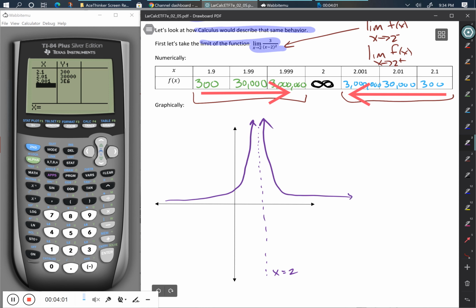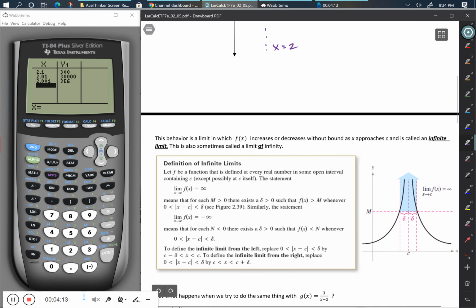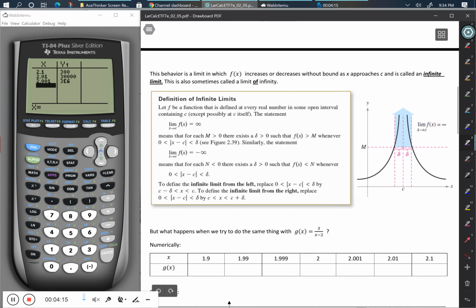Right? So what we're attempting to do in this section is take something that we already kind of know about, that is vertical asymptotes, and apply a calculus definition to them. Basically what we're saying here is the behavior is a limit in which f of x increases or decreases without bound as x approaches c, and we call this an infinite limit. We also will sometimes call this a limit of infinity.